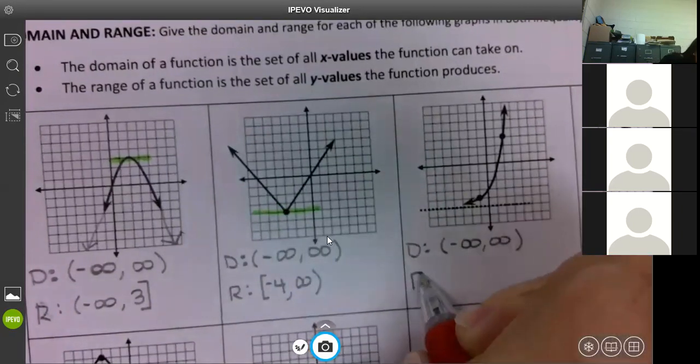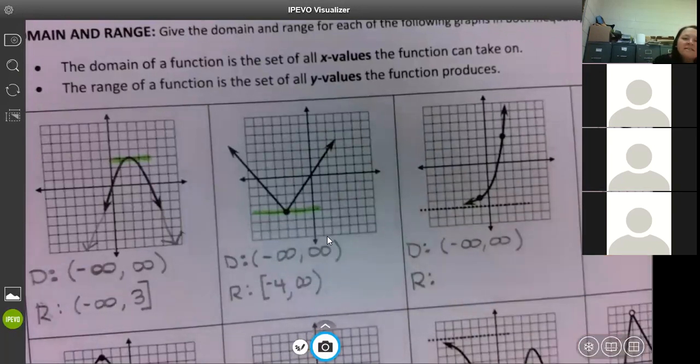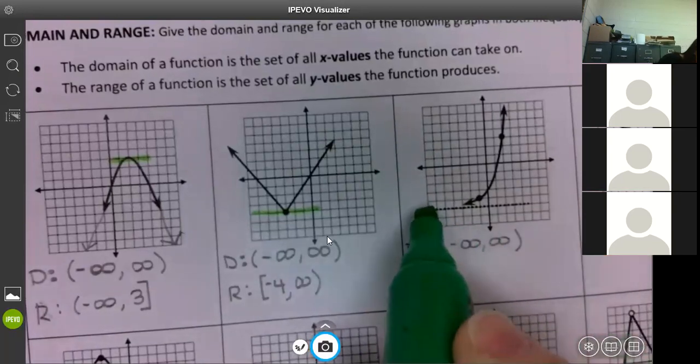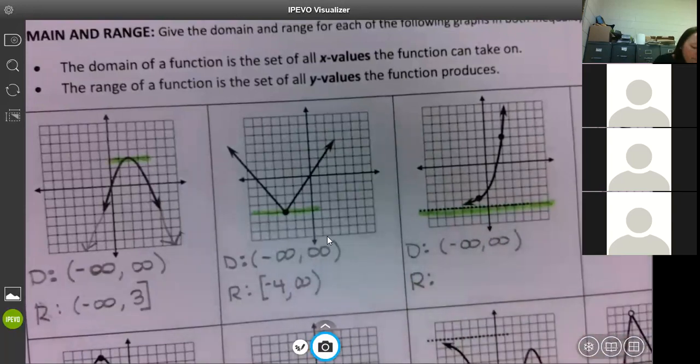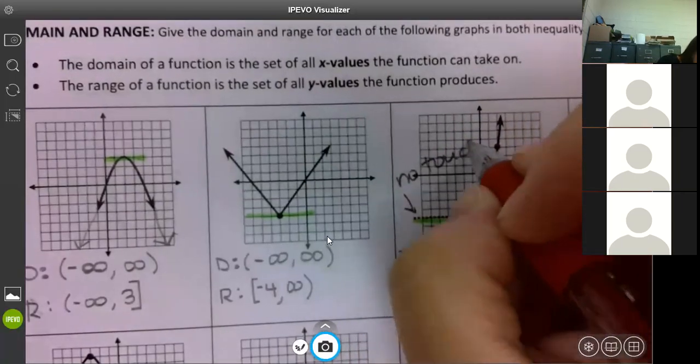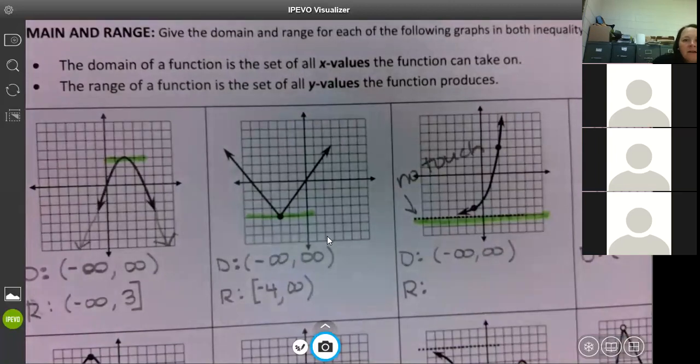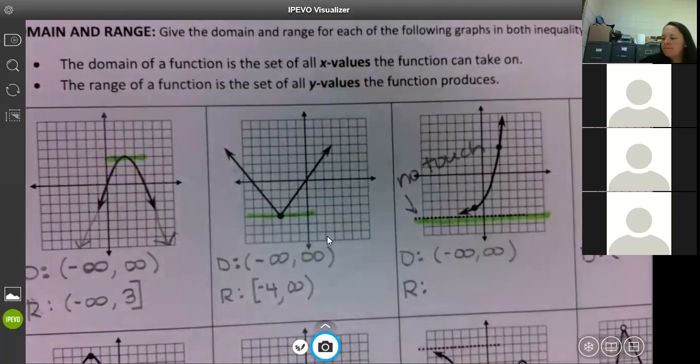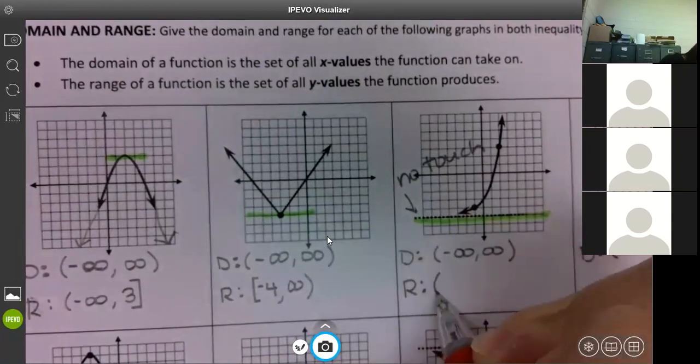All right, so this one's a little different because it has this asymptote, right? What's that mean? What's this little dotted line right here mean? It's never going to touch it. No touch. Okay, so it will not touch that. So that means how low can this graph go? Be careful on this. Where is your asymptote at? -5. So if our asymptote is at -5, but it doesn't touch it, we don't include it.